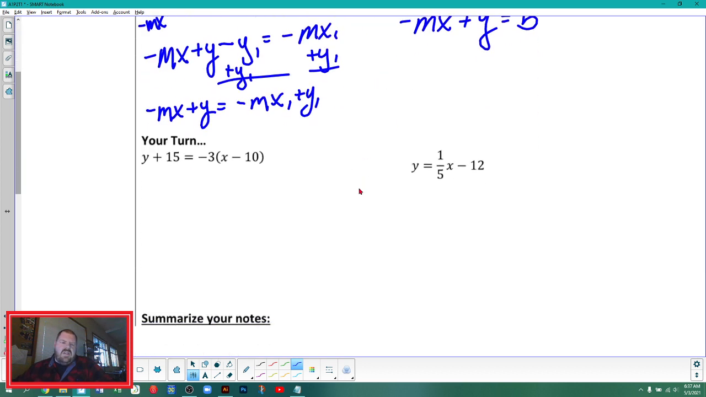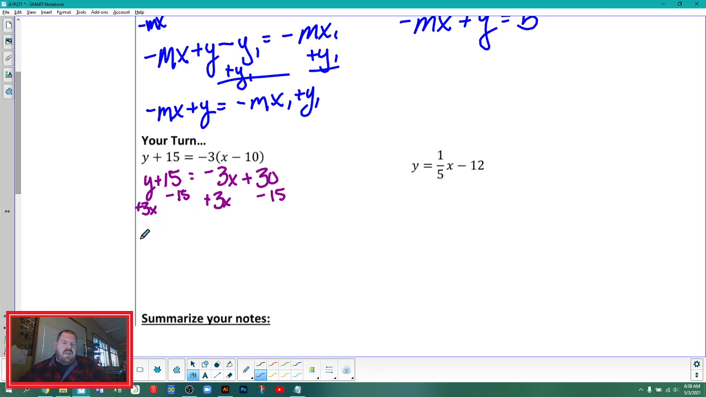Okay, so let's look at these two. The first one here, I do want to distribute, so I have y plus 15. And if you wanted to subtract 15 at the same time, you sure could. I'm trying to do it step by step. And then negative 3 times negative 10 is positive 30. I need to move my x over. And I'll go ahead and subtract 15 here.